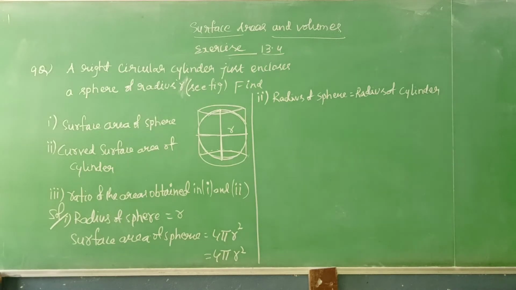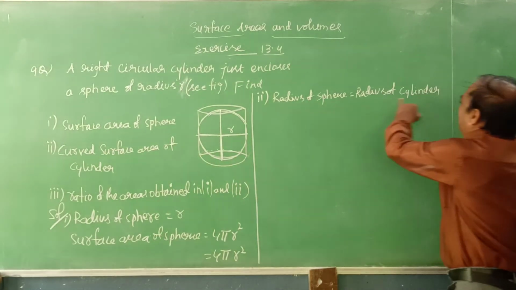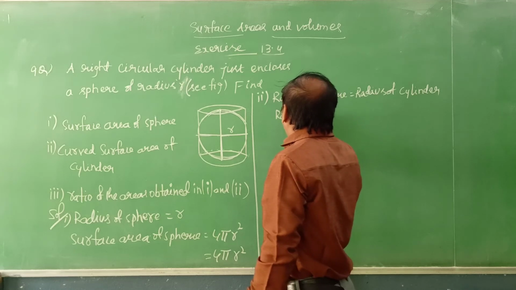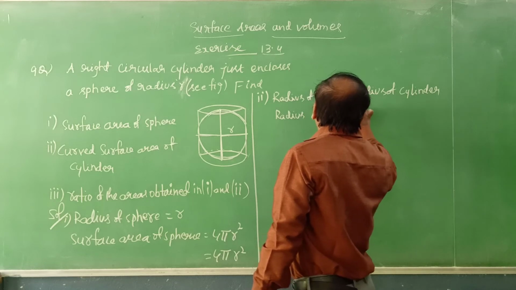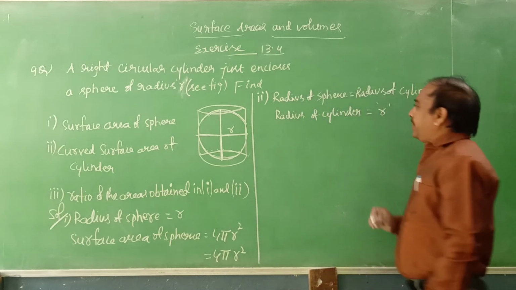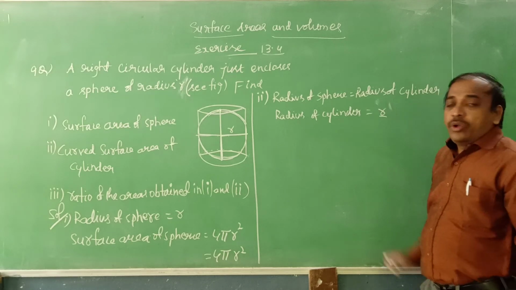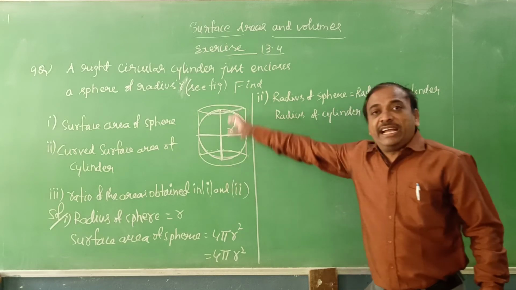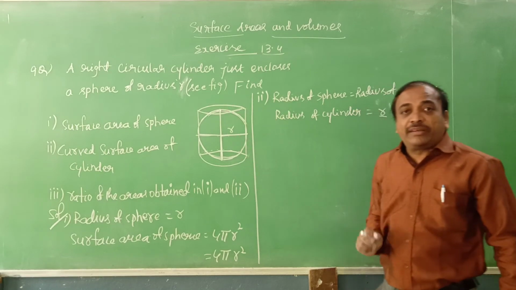Now you have to take out the values. The radius of the sphere is equal to the radius of the cylinder. So the radius of the cylinder is also r units. Now what is the height of the cylinder? The height of the cylinder is nothing but the diameter of the sphere.